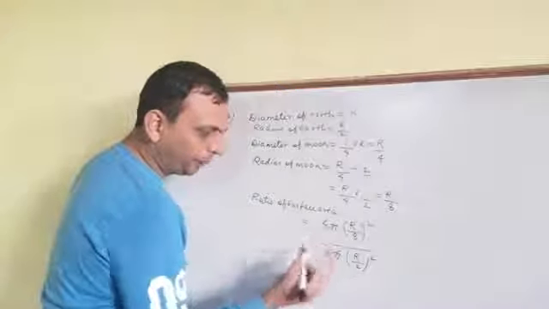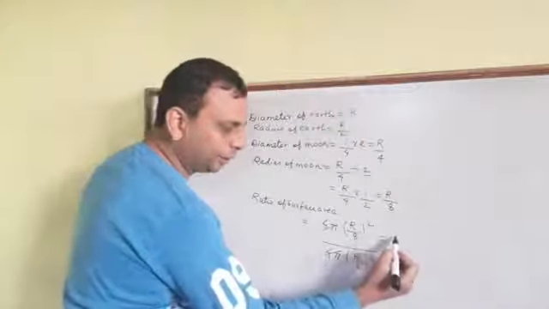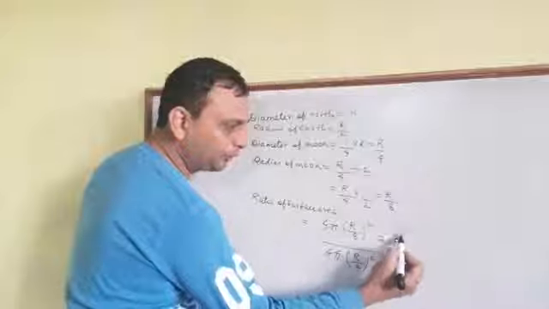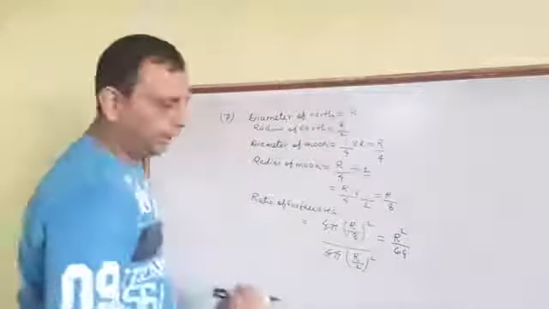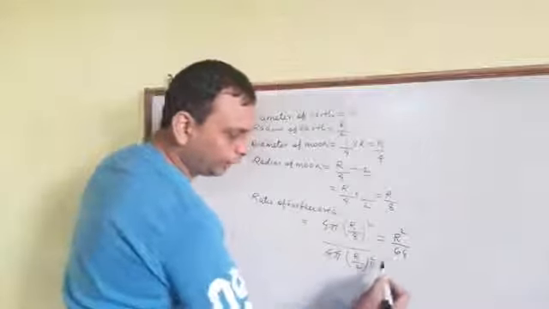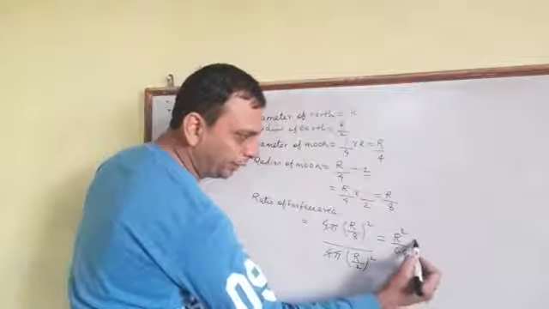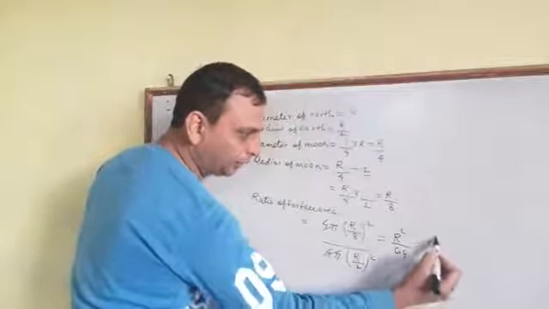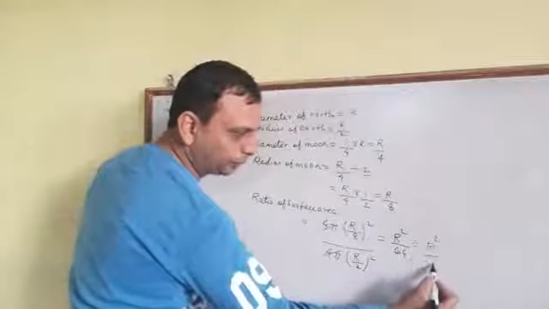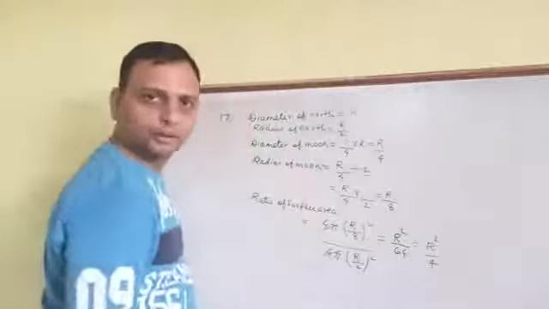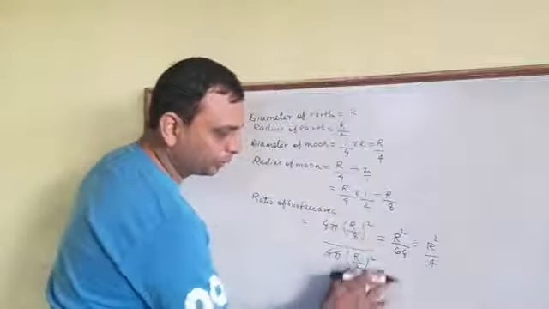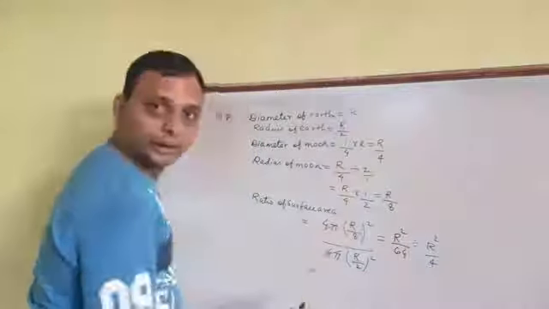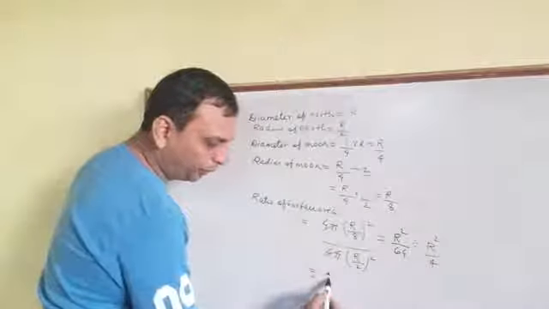Now 4 pi will cancel. This will be equal to r square upon 64. And here the divide sign is there, so I am writing divide by r square upon, and 2 square is 4. Now when we remove the divide sign, this will be r square upon 64.